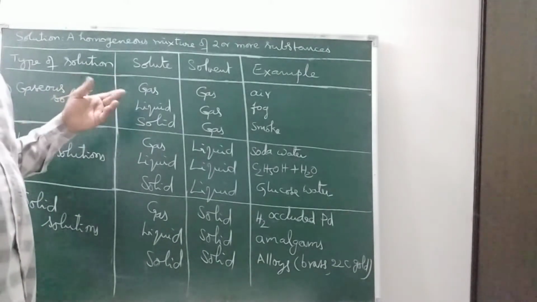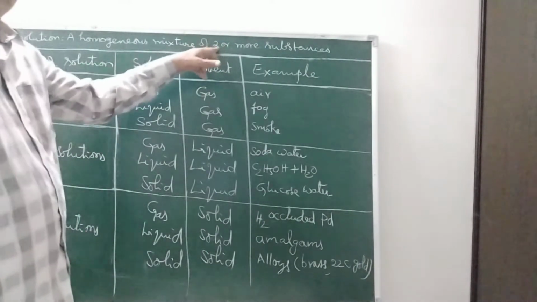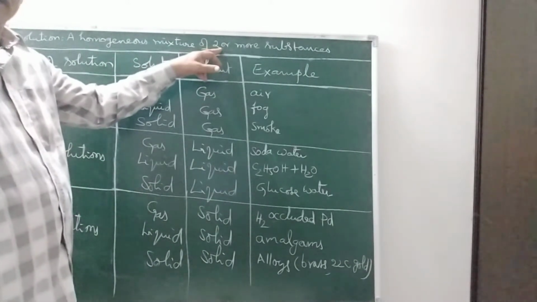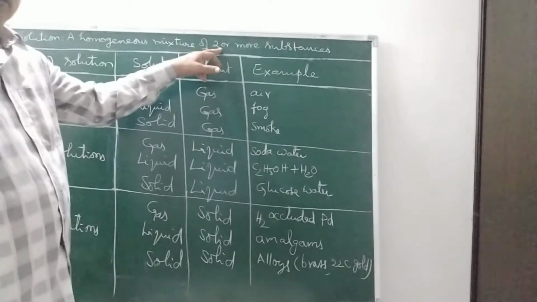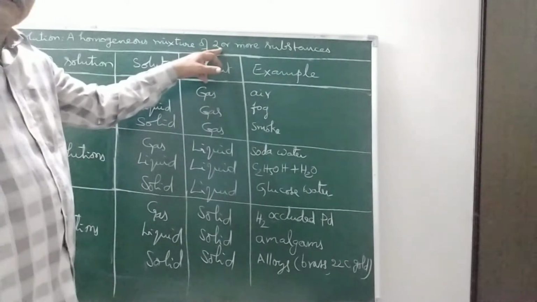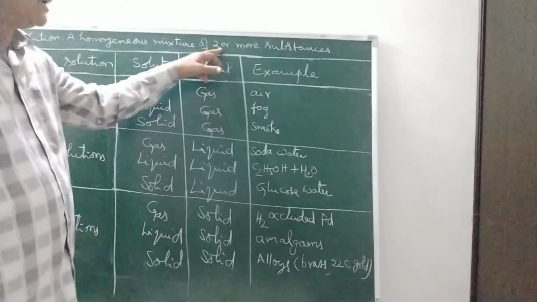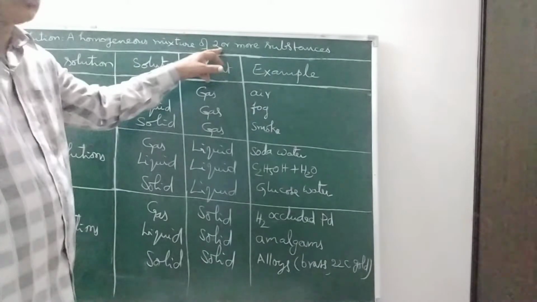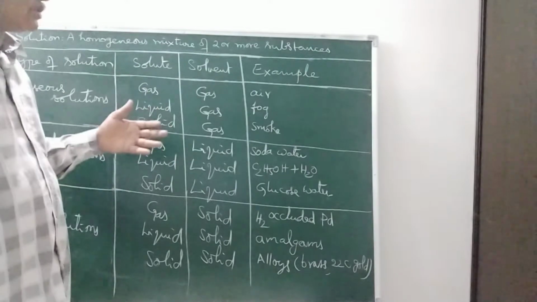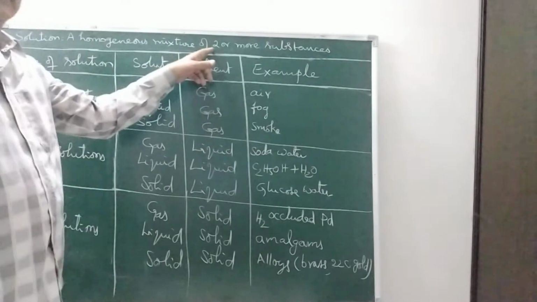Take a solution in which only two components are present. If two components are present, then that solution is called a binary solution. If three components are present, it is called a ternary solution. If four components are present, it is called a quaternary solution. If more components are present, it is called a polynary solution. So based on the number of components, solutions are classified like this. Now we will discuss only the binary solutions, in which only two components are present.